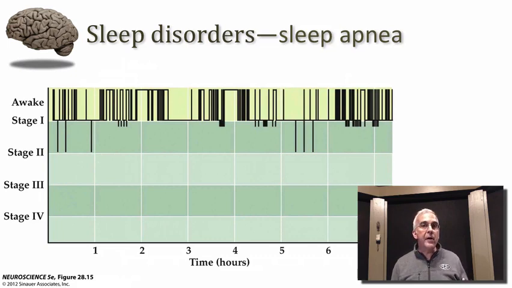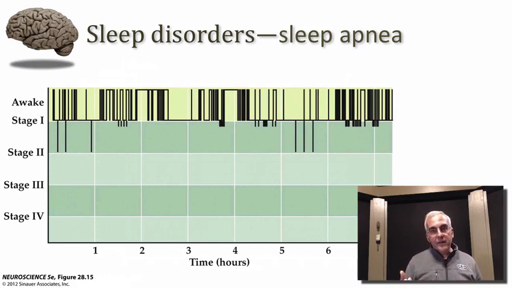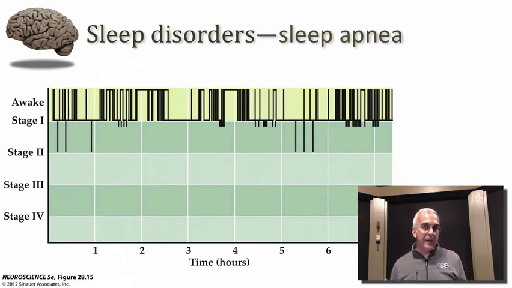So people that are somewhat obese are at risk for this as our muscle tone begins to relax as we're entering our deeper stages of sleep, especially if we have some excessive weight around the region of our neck. The region of our pharynx can actually collapse down upon our airway and occlude the flow of air down into our trachea.